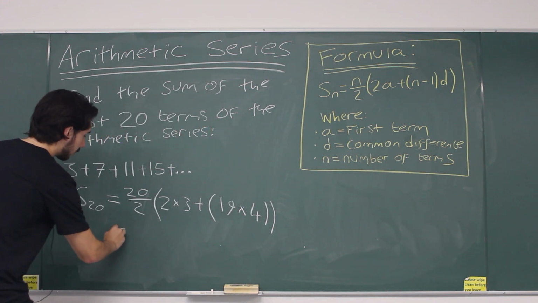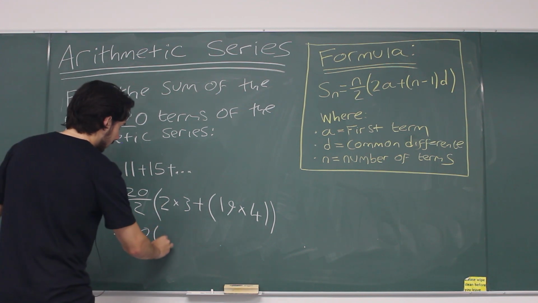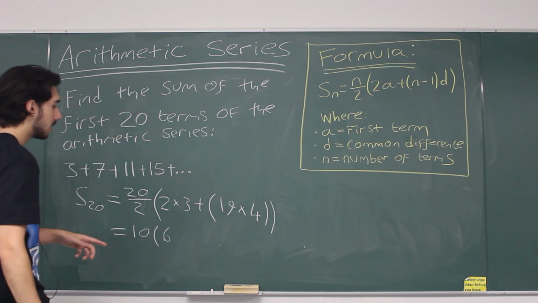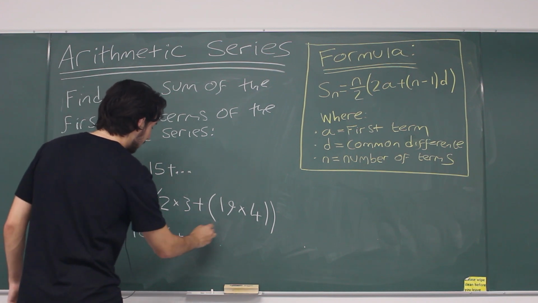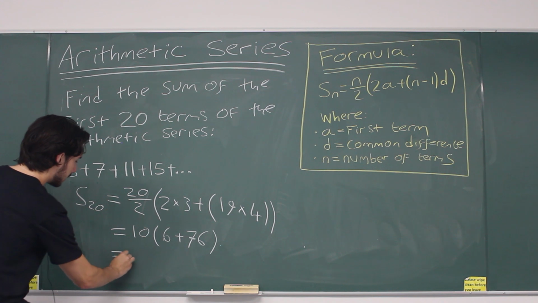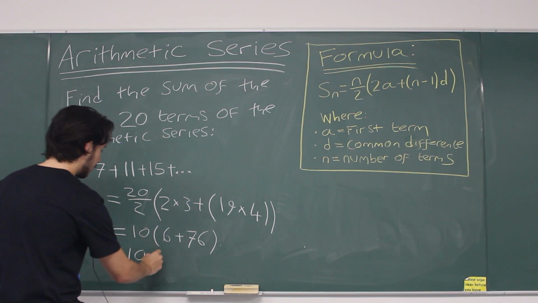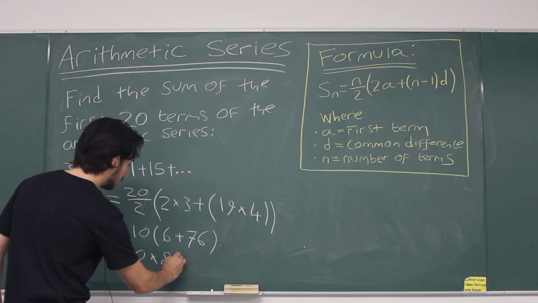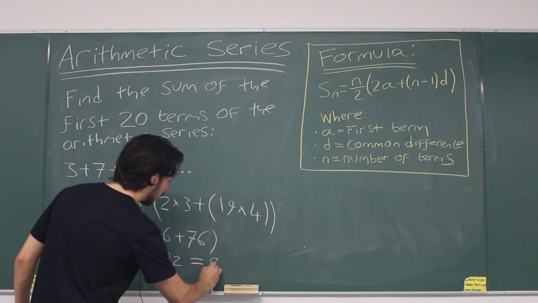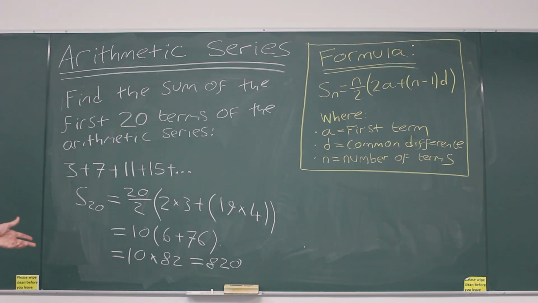Okay, simplifying this, 20 divided by 2 is 10. 2 times 3 is obviously 6. And 19 times 4 would be 76. Okay, and this is 10 times, or 6 plus 76 is going to be 82. So 10 times 82 is 820. And that is going to be our answer.